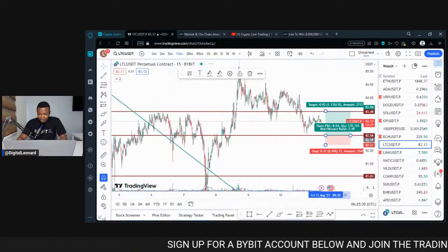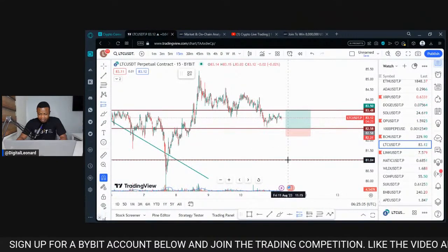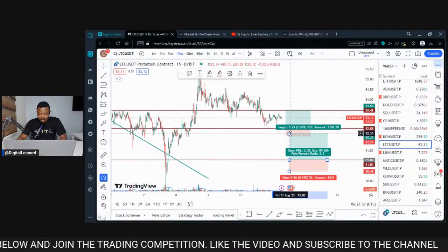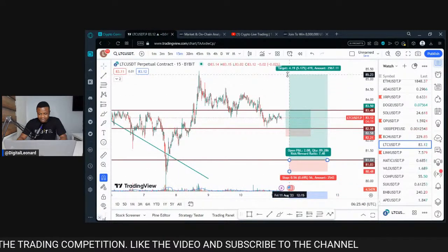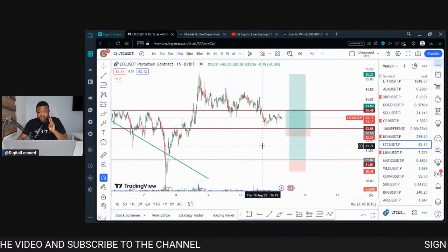And then my major level for a long trade setup will be down here, okay? My major level for a long trade setup will be down there. If Litecoin comes down to this level, then I can be targeting as high as that level up there. All right. So these are the two scenarios I'm looking at.